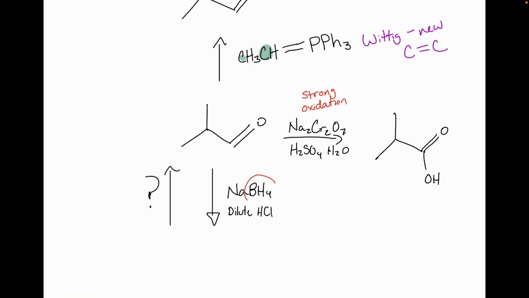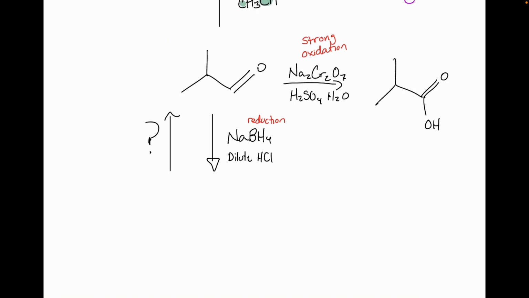All right, and then the BH3, what's called borohydride, is the exact opposite. This is a reduction reaction. So oxidation reactions create more carbon-oxygen bonds. Reduction reactions do the opposite. It's going to reduce the number of carbon-oxygen bonds that we have. So in particular, it's going to take this carbonyl group here and reduce it to just an alcohol.